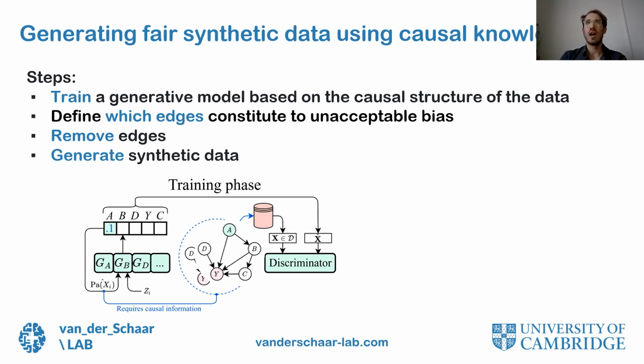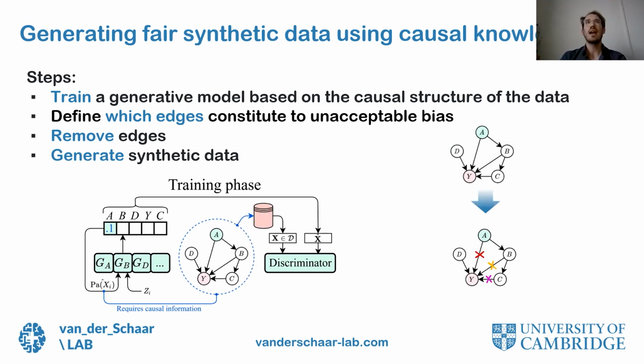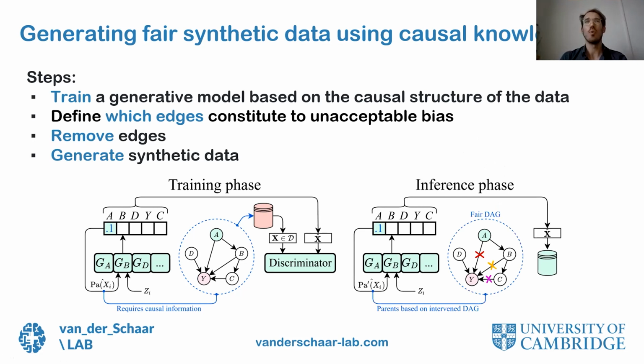Subsequently, we look at the graph and we define which edges constitute unacceptable bias. And of course, this entirely depends on what definition we are using. So for example, if we don't accept direct bias, we only remove this edge. Whereas if we don't accept indirect bias, we also need to remove the edge from B to Y and C to Y. When we have removed those, we can just take our old model, which we have already trained, but now instead of using D, A, B, and C to generate Y, we only use, for example, D, B, and C.